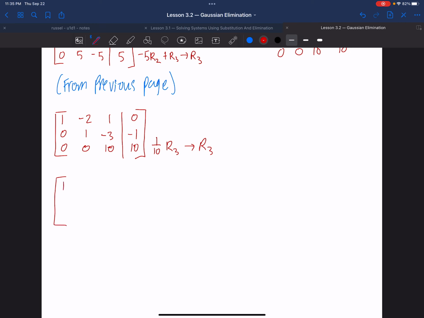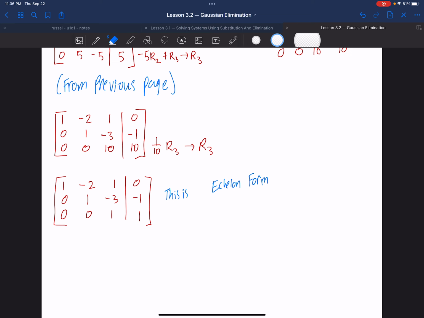You're going to get this top. Sorry, copying all that down. But the bottom is going to be 1, 1. Hooray! This is row echelon form. Okay? This is row echelon form.